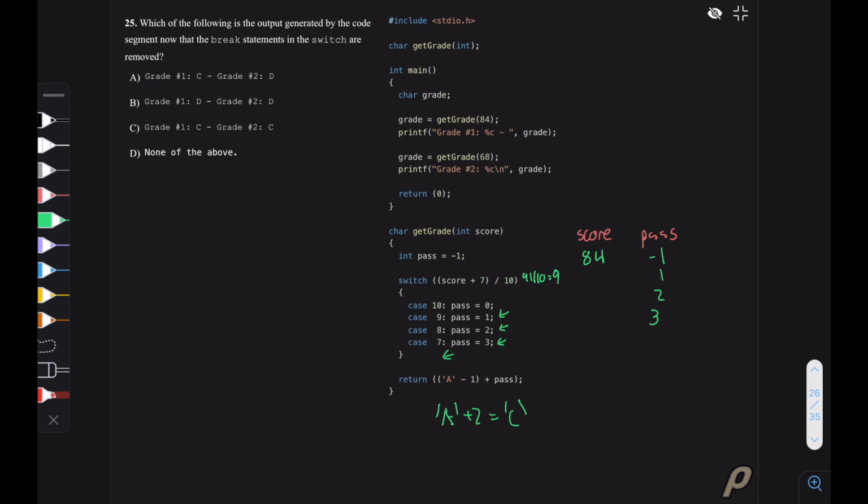So this first one is just going to return a value of C. So we know for a fact that that cannot be right. And then let's look at it again. We pass in a 68. We initialize this to -1.